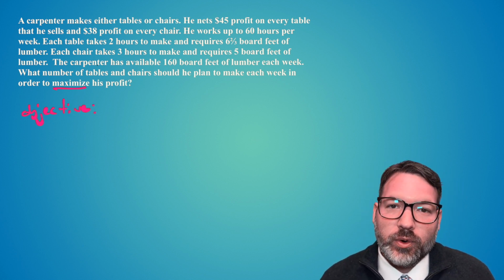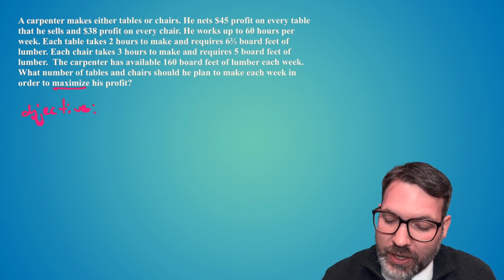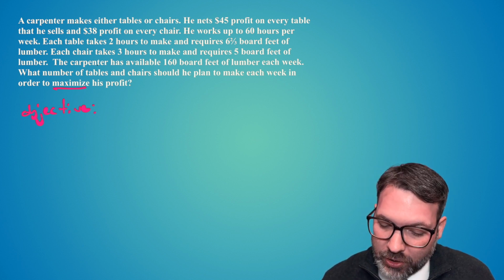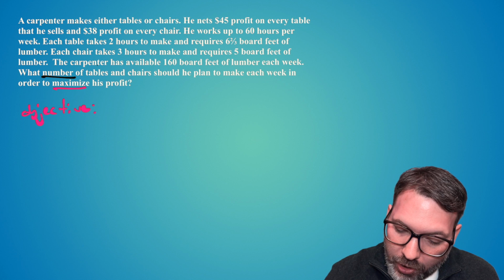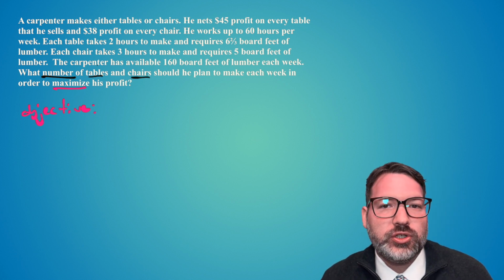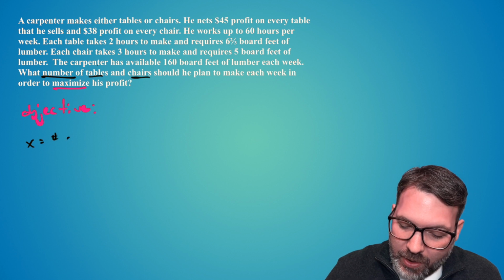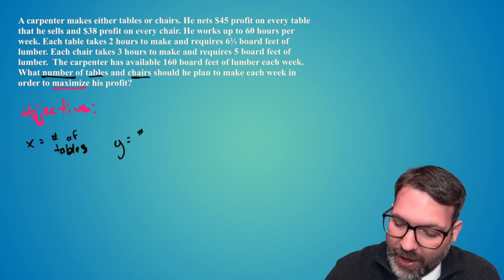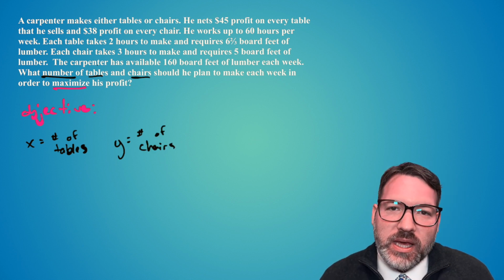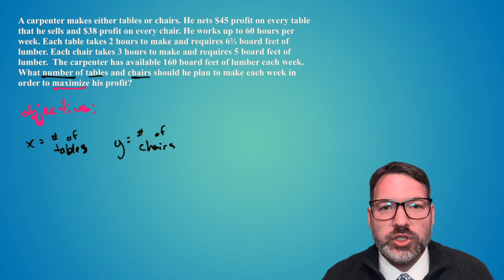To be able to do that, of course, we need some variables. What do we not know in this situation? We don't know what number of tables and chairs he should plan to make. So let's go ahead and say that X is the number of tables that he's going to make, and Y is the number of chairs. In that case, it's relatively easy for us to then turn that into an objective equation.